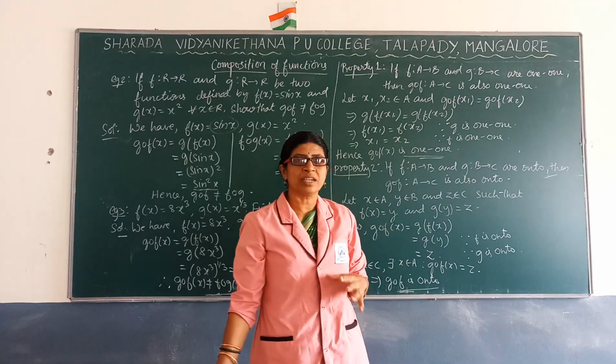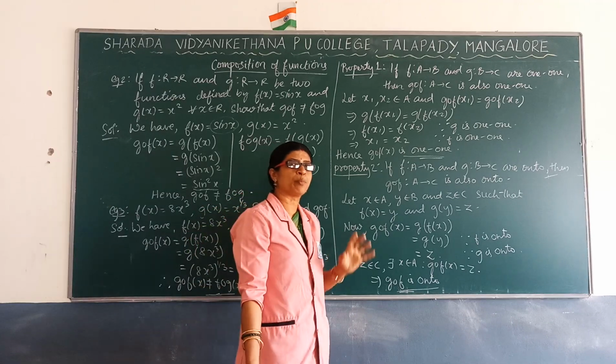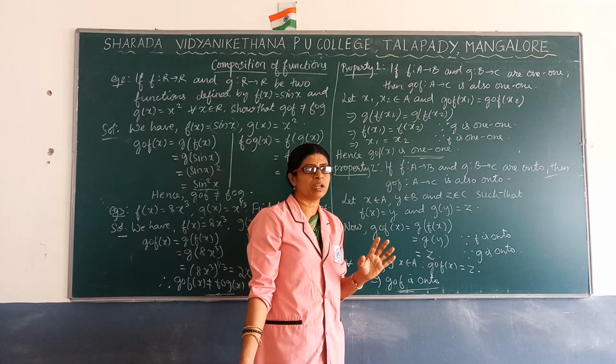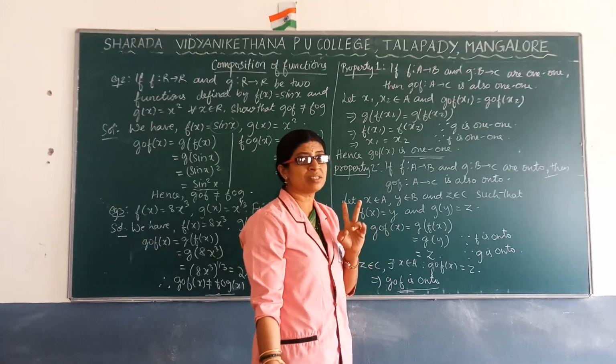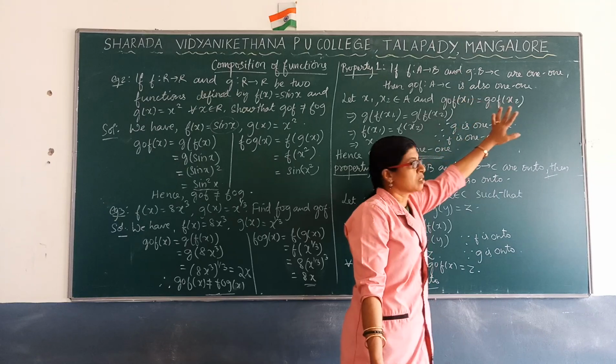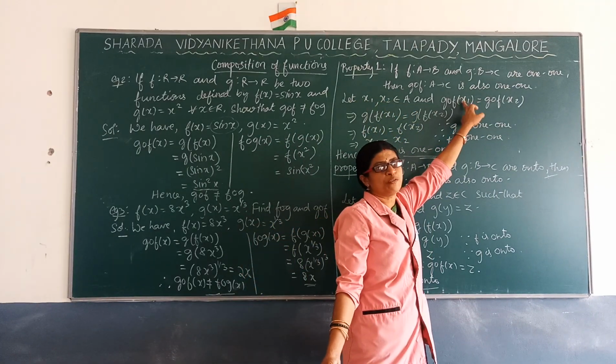Why do we assume? That is how we prove that a given function is 1-1. You remember how we have proved in the previous videos how the given function is 1-1. We will consider any two elements in the domain set and we will equate them along with the functions. So now, here we will apply the definition of composition of functions.